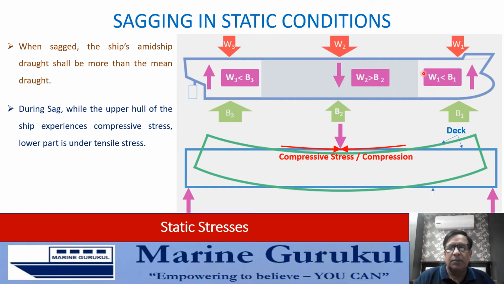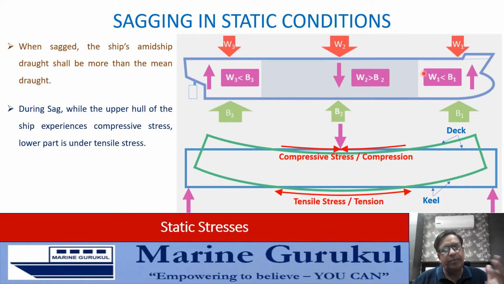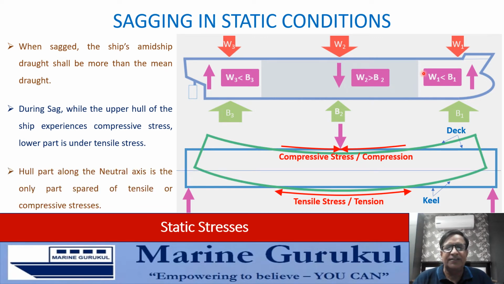Likewise, the lower portions, that is the keel and the regions in the lower part, would experience tension and would be under tensile stress. Of course, there would be a neutral axis along which the length of the ship would remain unchanged. The length in the upper parts would tend to reduce because of the compression. Length in the lower parts will tend to increase because of tensile stresses or tension. Length along this so-called neutral axis would remain unchanged.